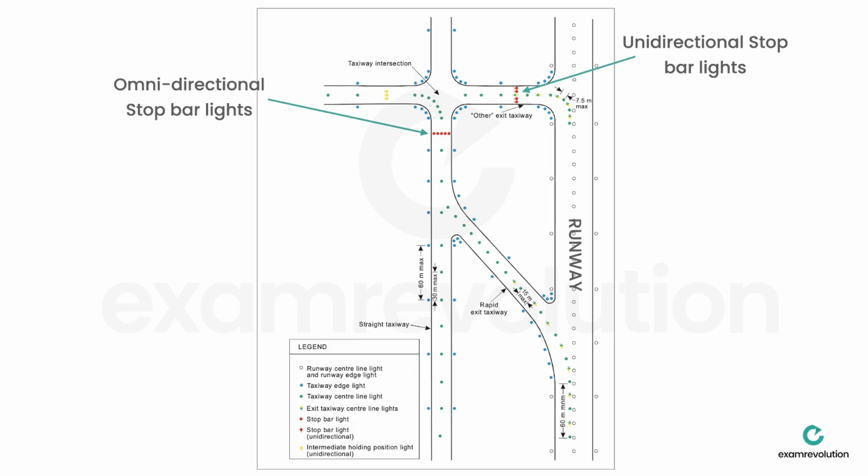If you exit the runway, starbar lights are not used. It's only used before entering the runway. So that's why it's called unidirectional, because you can only see them in one direction. The ones on the taxiway, the omnidirectional starbar lights, you can see in both directions on the taxiway.